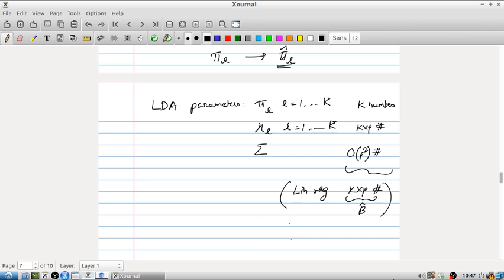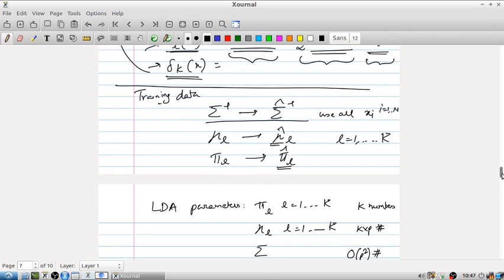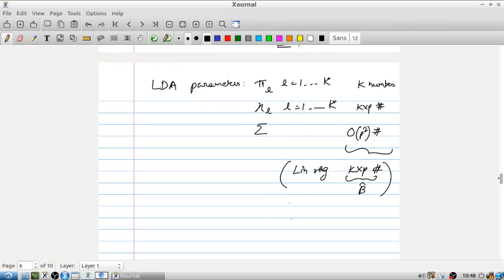And I said using training data you can compute these parameters, right? The discriminant function is written in terms of the unknown parameters sigma, mu L, and pi L, but you can compute these parameters. I'm not going to explicitly derive how these parameters are computed using training data, but it turns out you can just use the maximum likelihood method.